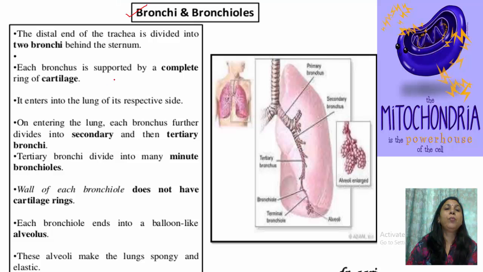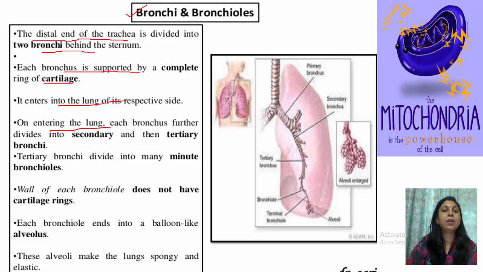Now the bronchi and bronchioles. The distal end of the trachea is divided into two bronchi behind the sternum. Each bronchus is supported by a complete ring of cartilage. It enters into the lung of its respective side, meaning the bronchus of the right side will enter into the right lung, and the one from the left side will enter into the left.